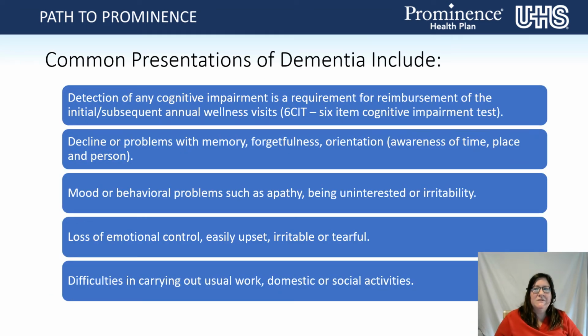Some common presentations of dementia include any detection of cognitive impairment. So for most annual wellness visits, there's a requirement for reimbursement of the 6-item cognitive impairment test. If you detect any cognitive impairment, it may be a presentation of dementia. Also watch for a decline or problem with memory, forgetfulness, orientation, awareness of time, place, and/or person, and any mood or behavioral problems such as apathy, being uninterested or irritable, loss of emotional control, easily upset, irritable, and tearful, and difficulty carrying out usual work, domestic and/or social activities.